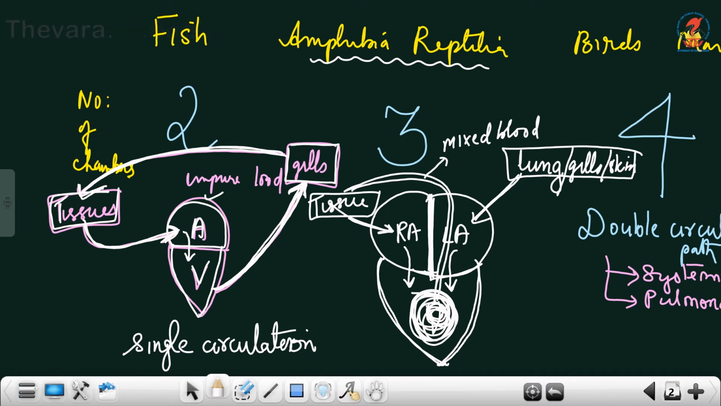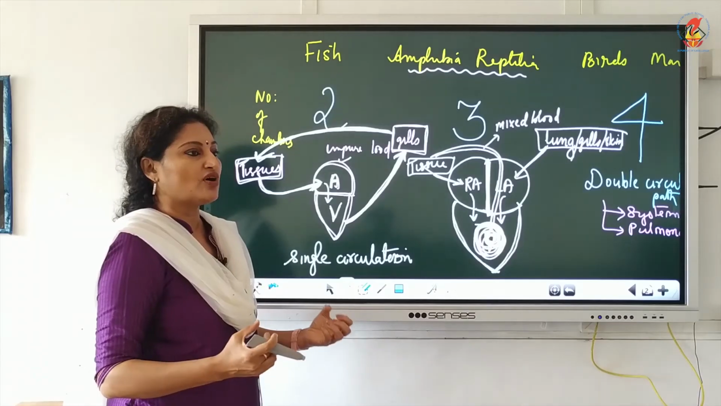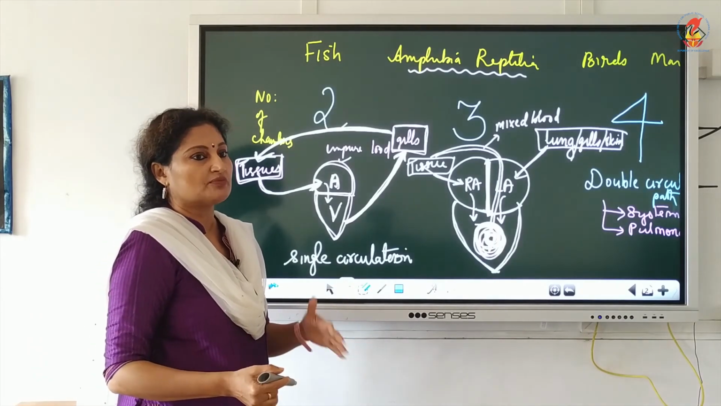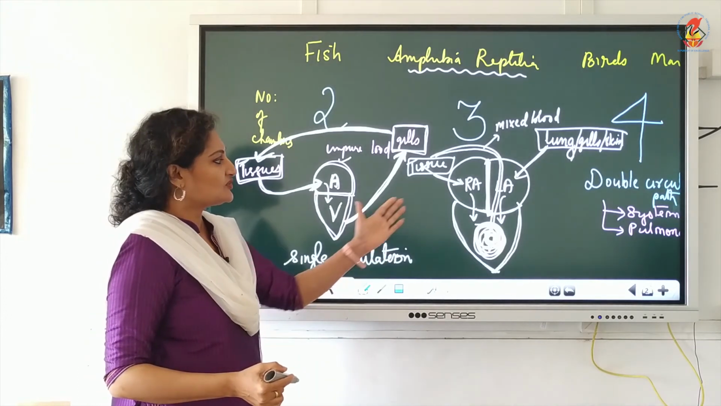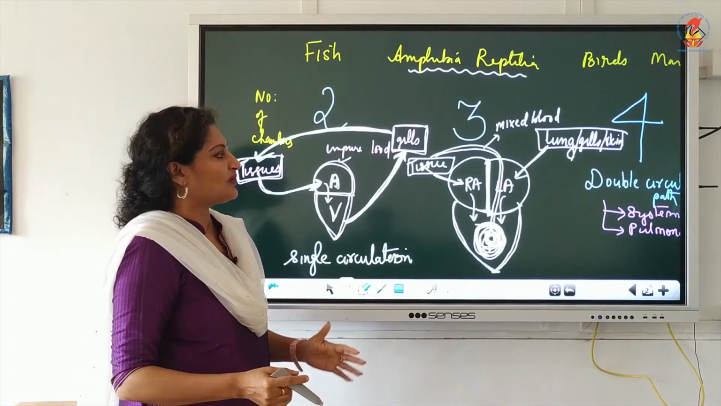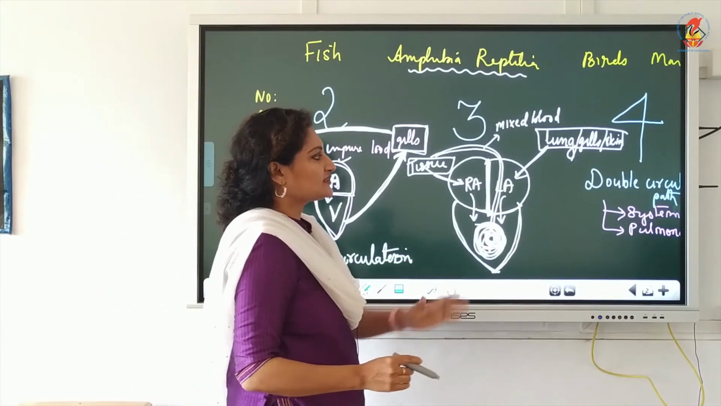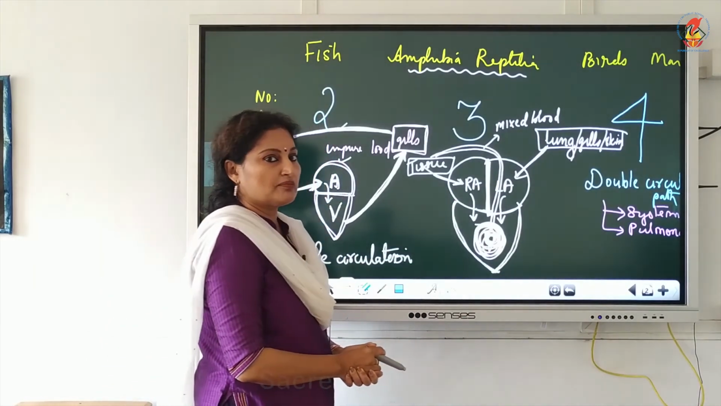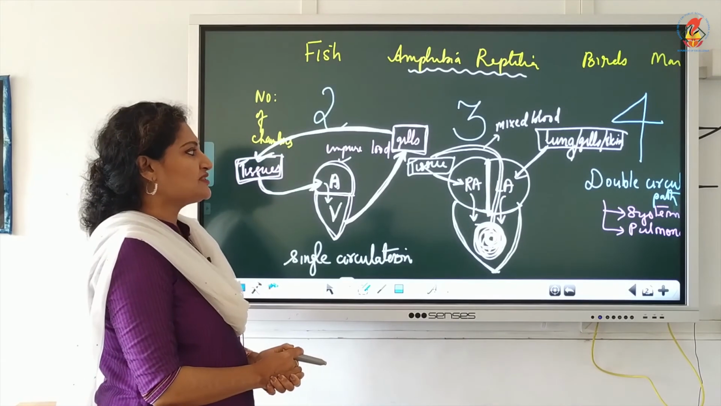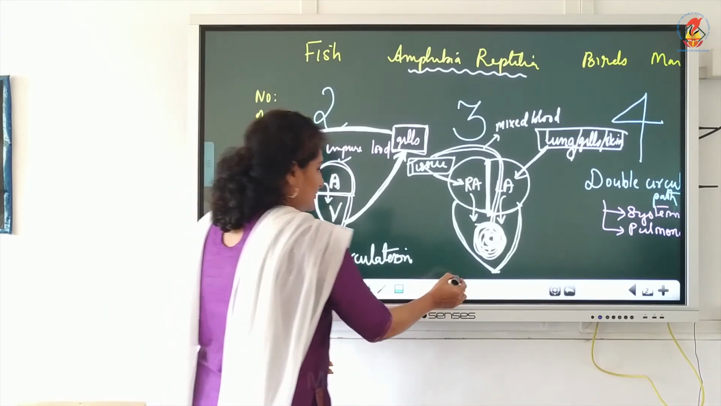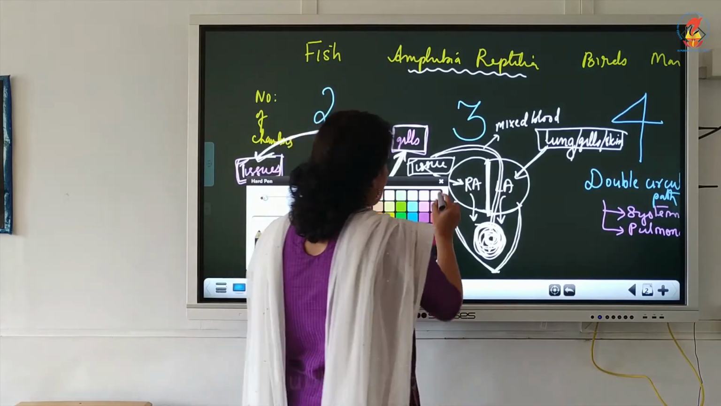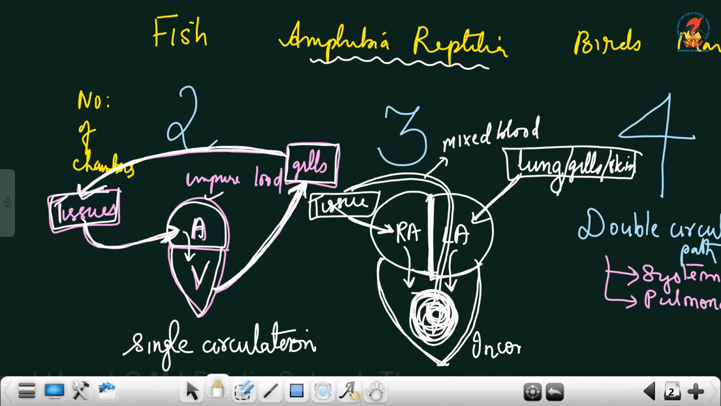So this is not at all an efficient system. The tissues are getting blood which is not richly supplied with oxygen; there is carbon dioxide also. So this circulatory pathway is an inefficient pathway, not as efficient as the double circulatory pathway that humans, birds and mammals possess. So this pathway is called incomplete double circulation.